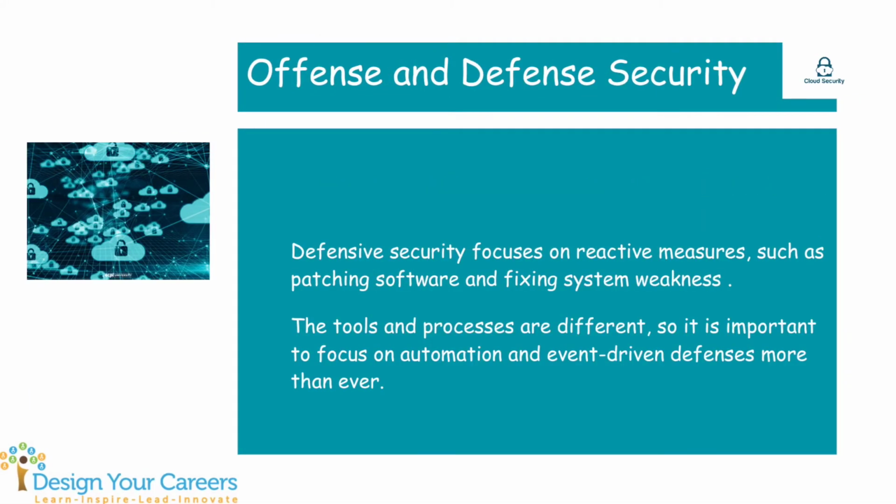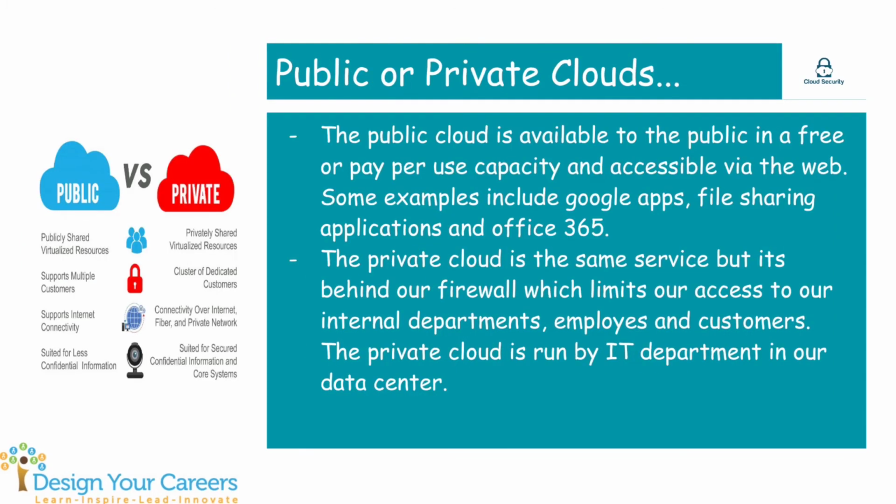So, what is offense and defense security? Offensive security is a proactive and adversarial approach to protecting computer systems, networks, and individuals from attacks. Defensive security focuses on reactive measures such as patching software and fixing system weaknesses. Scanning and pen testing used to be challenging due to restrictions put in place by the cloud providers. There are many points to consider when planning a weakness management strategy in the cloud, and pen testing naturally follows these points. The tools and processes are different, so it's important to focus on automation and event driven defenses more than ever.